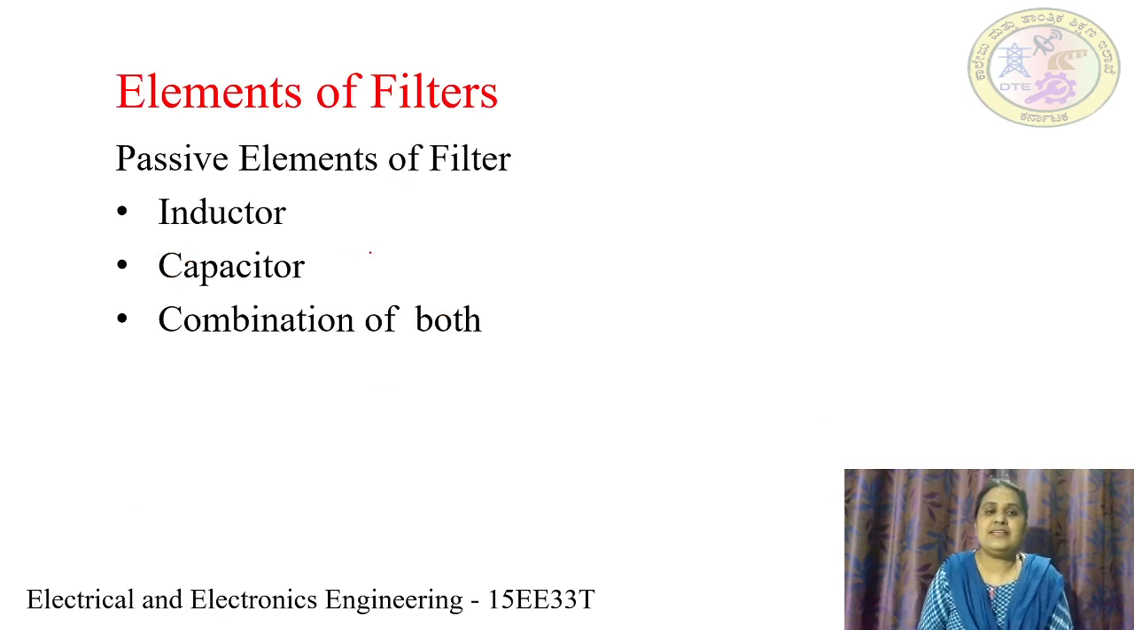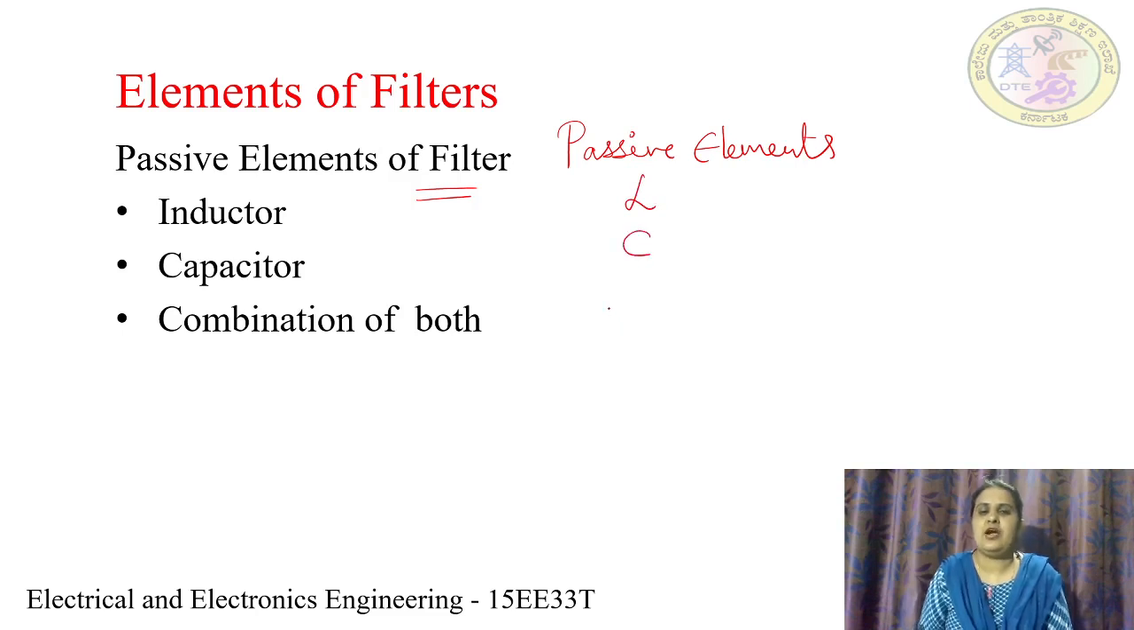So, what are the elements by which we can construct the filter? The basic passive elements, what we are talking about from the first semester. Basically passive elements like the inductor denoted by L, capacitor denoted by C, or a combination of L and C. So, these are the main or basic components of the filter.